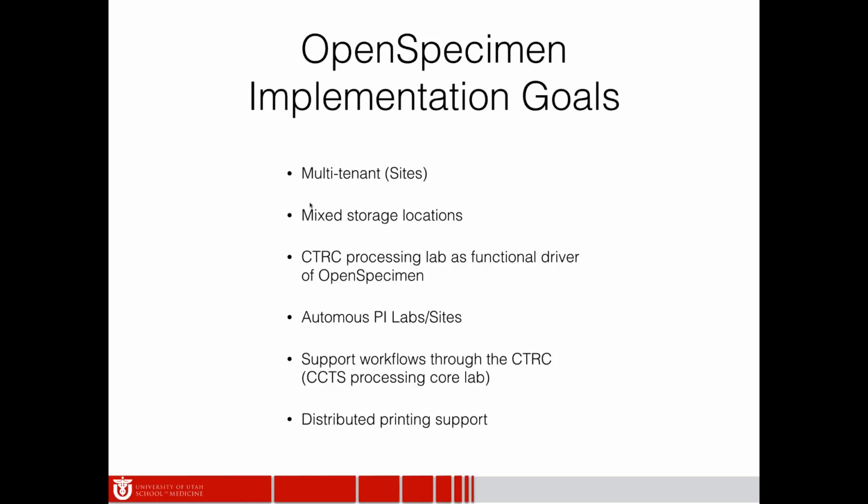So we're starting with everybody who is going to be using the CTRC for requesting derived samples or processed samples. In the end, that also means we need to support distributed printing of labels. Right now, we're starting with centralized printing with the CTRC lab, but we'll be enabling remote or PI site printers to be part of this as well.